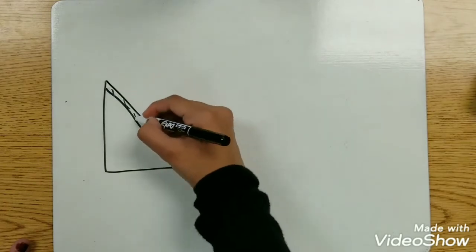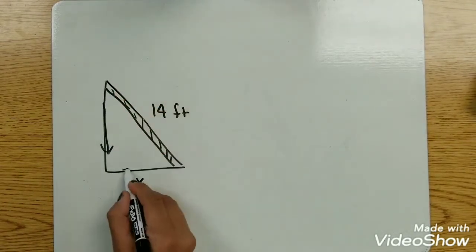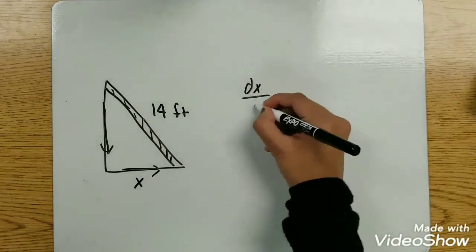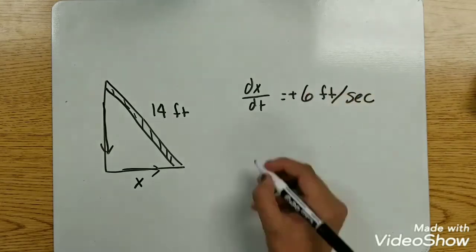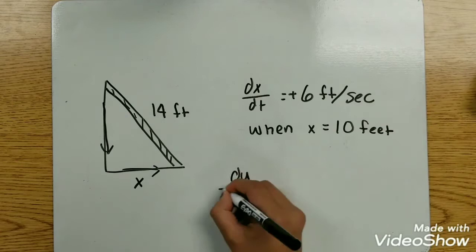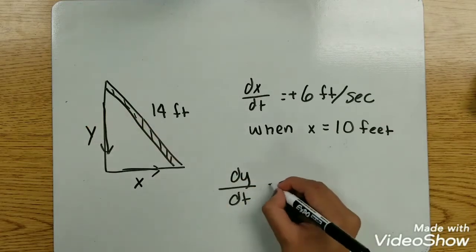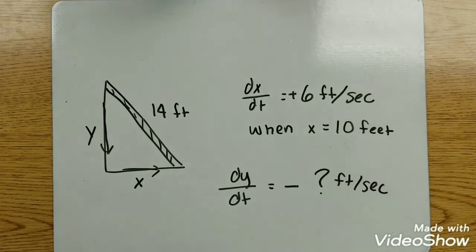Let's diagram what's happening. Let x be the distance from the wall to the bottom of the ladder. We are given that dx over dt equals 6 feet per second when x equals 10. The ladder is 14 feet and will not change because it is a constant. Since the ladder is moving down the wall, dy over dt is going to be a negative rate.